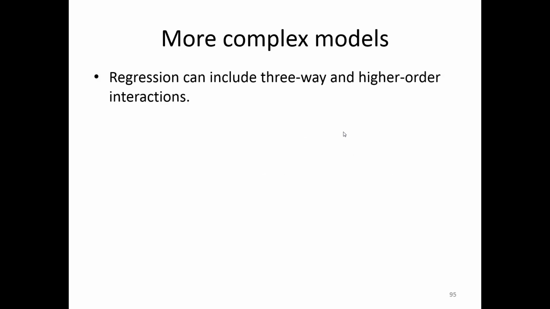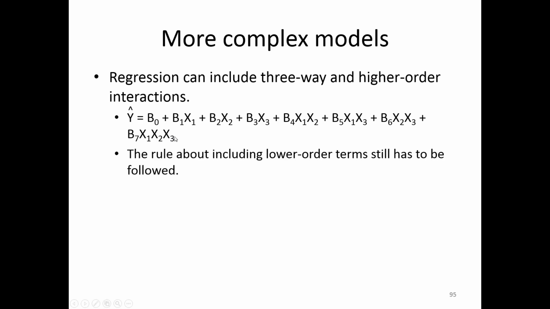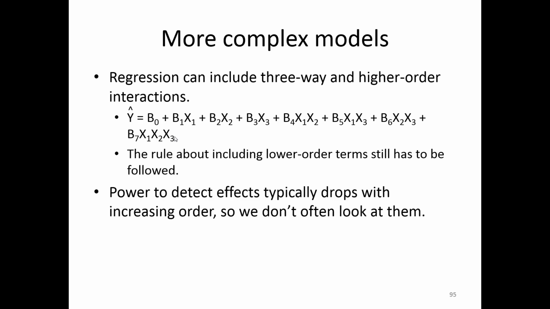So regression can include three-way interaction terms and higher order interactions. We won't really get too much into those in this course. But you could have something like this. This would be the simplest three-way interaction model. We have all of our lower order terms, all of our two-way interaction terms, and then our three-way interaction. The rule about including lower order terms still has to be followed.